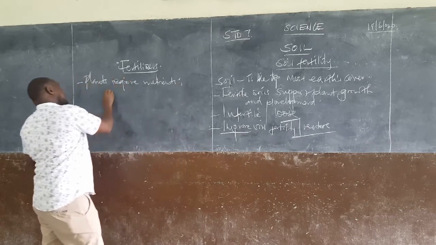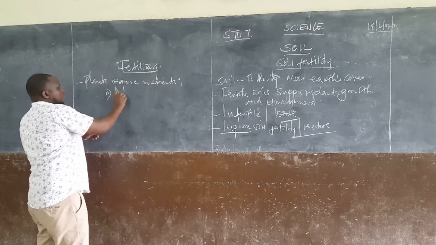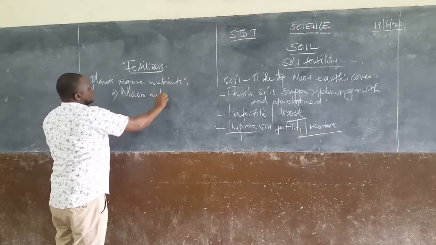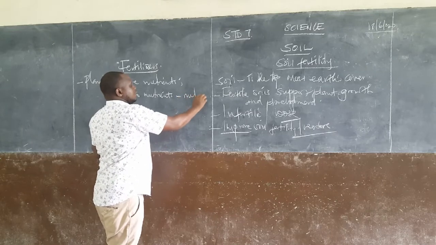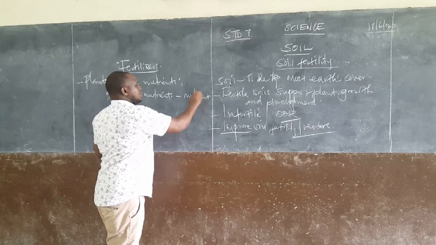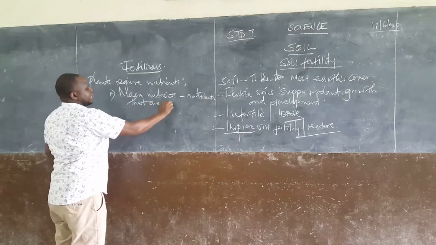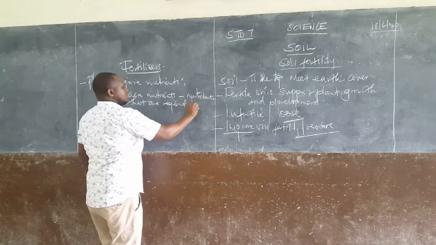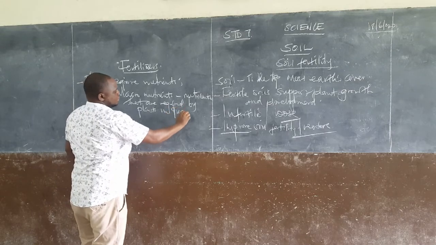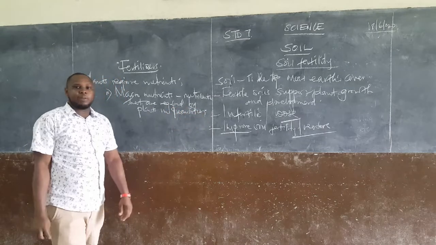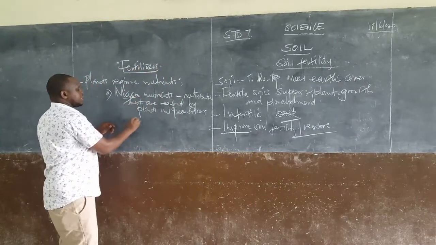Number one, there are nutrients that plants require in large amounts. So we call them macronutrients. These macronutrients are nutrients that are required by plants in large quantities. Nutrients that are required by plants in large quantities are known as macronutrients. And we can give examples of macronutrients.